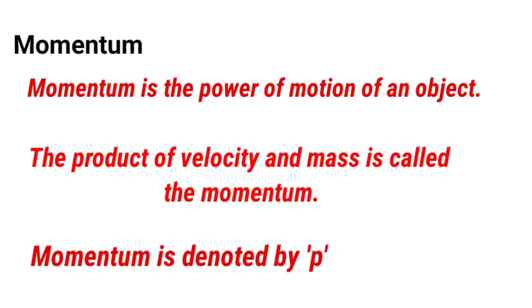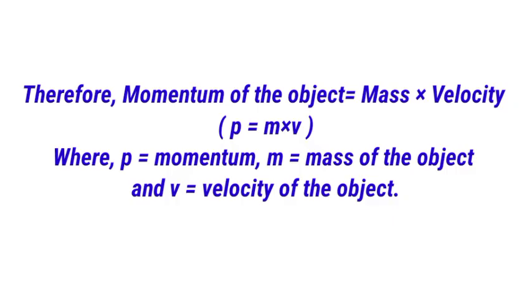The product of velocity and mass is called the momentum. Momentum is denoted by P. Therefore, momentum of the object equals mass into velocity, where P equals m into v. P is the momentum, m is the mass of the object, and v is the velocity of the object.